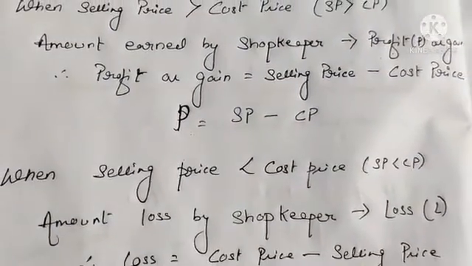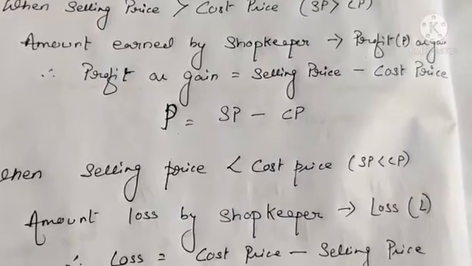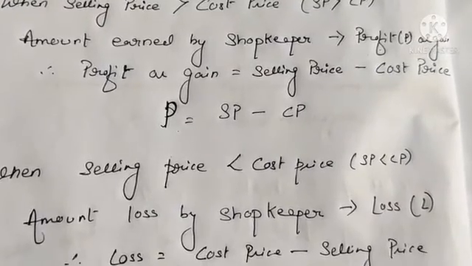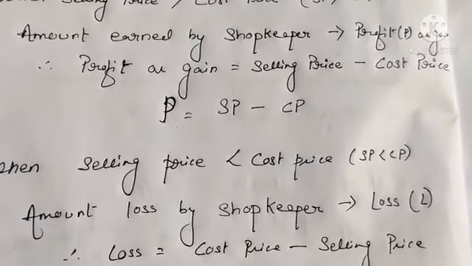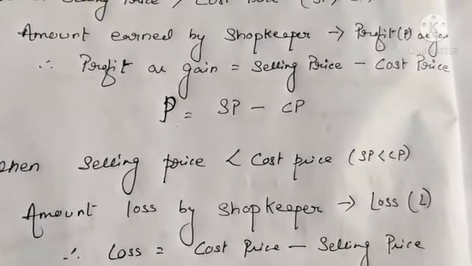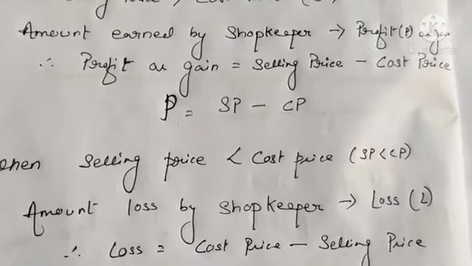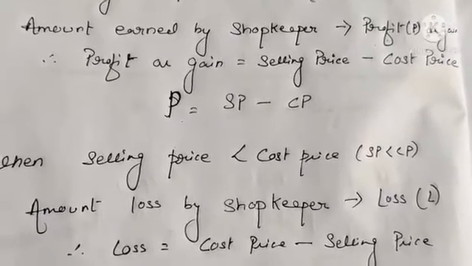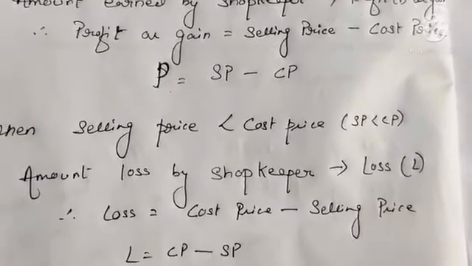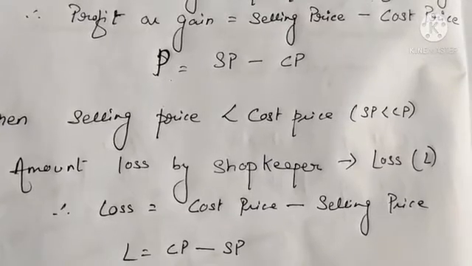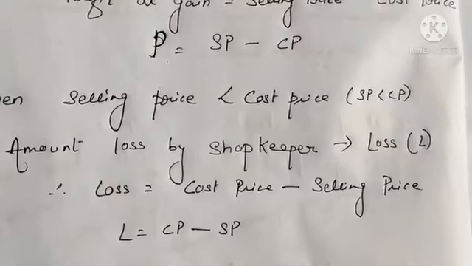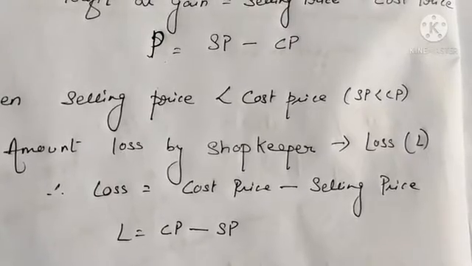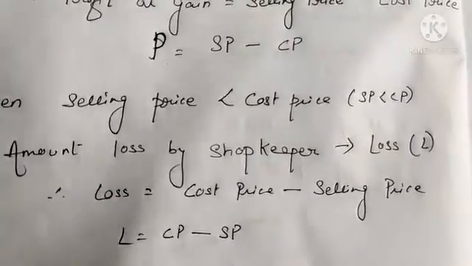And when Mr. Gupta sells his goods at lower price, he suffers a loss. So amount lost by Mr. Gupta is loss. Therefore, loss equals cost price minus selling price, or L equals CP minus SP.